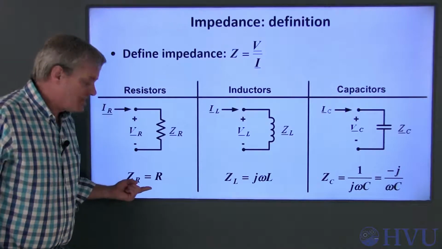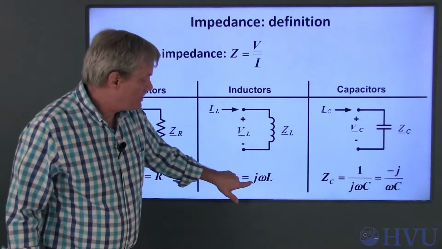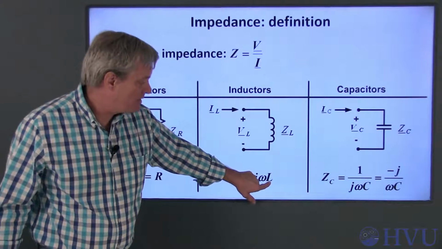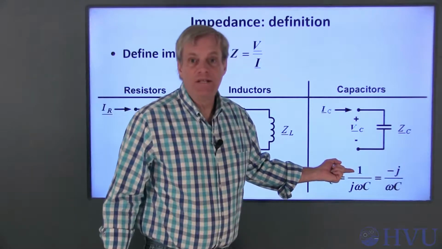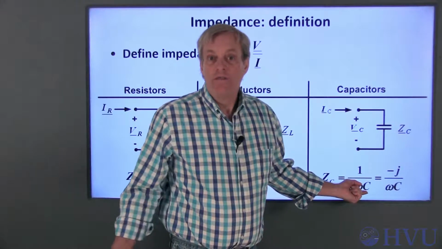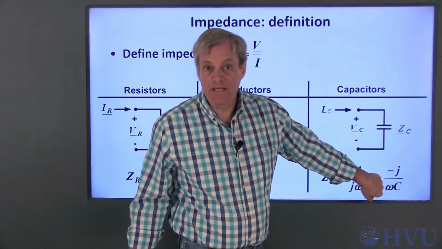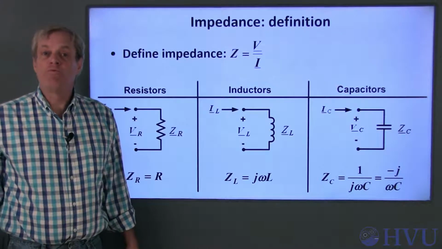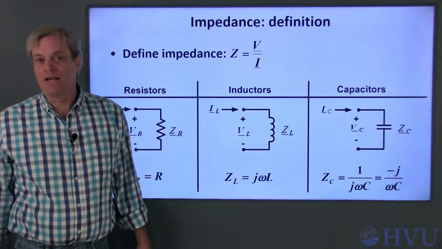The impedance of a resistor is just its resistance. For an inductor, the impedance is j times the frequency in radians per second times the inductance, or jωL. For a capacitor, the impedance is 1 over jωC. This is equal to the negative of j divided by ωC. Steady-state sinusoidal circuit analysis can be made really easy by using impedances to represent the circuit elements.